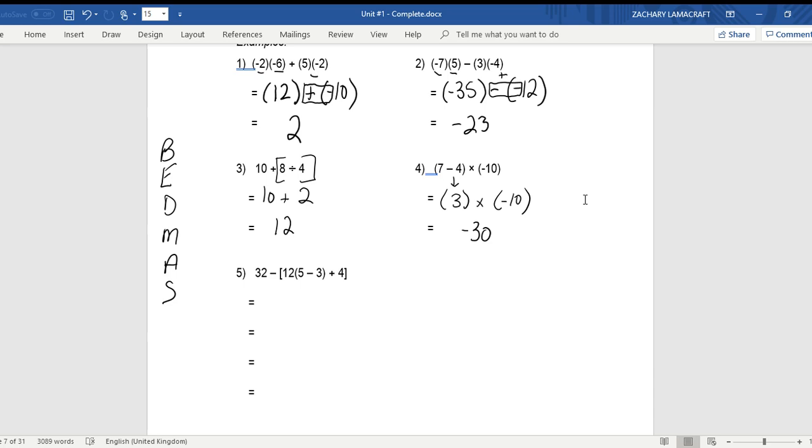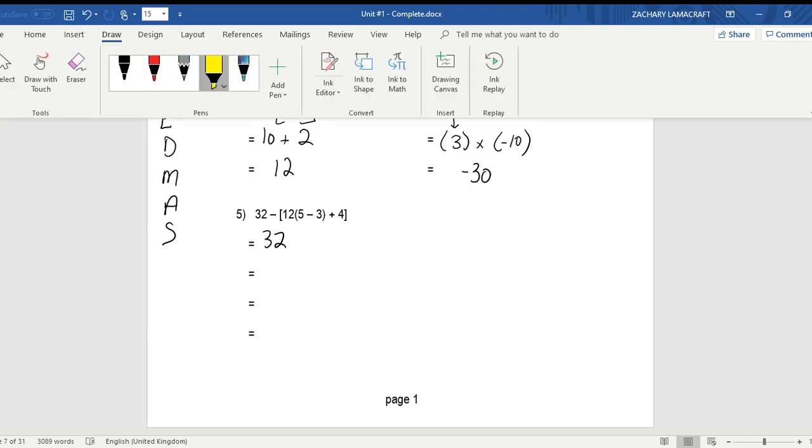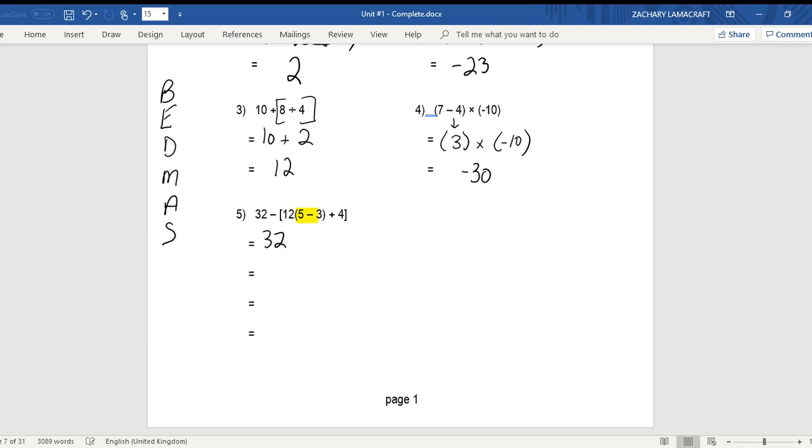All right. So our last question here, we're going to have to deal with all of the little things in BEDMAS. So brackets, well, there's brackets, and there's actually brackets within the brackets. So we're going to deal with the brackets within the brackets first. There's no exponents, there's no division, but there is some multiplication because we have a number beside a bracket, and then we have addition and subtraction. So if we think about it, we have to deal with this first, okay?